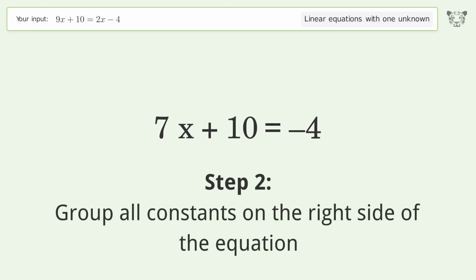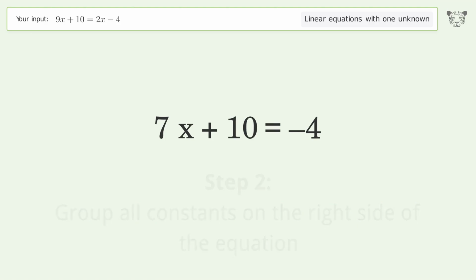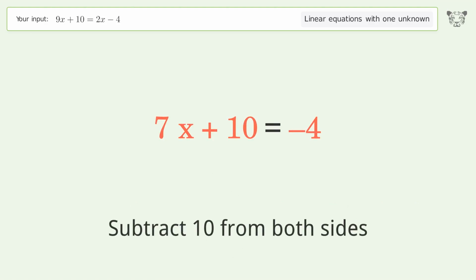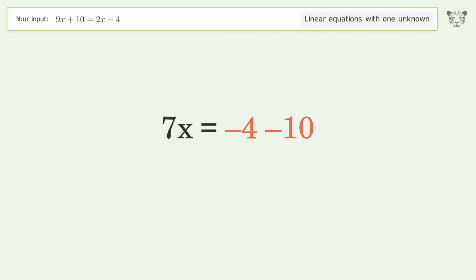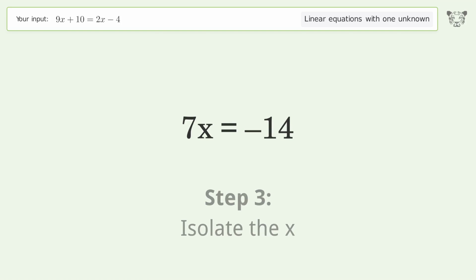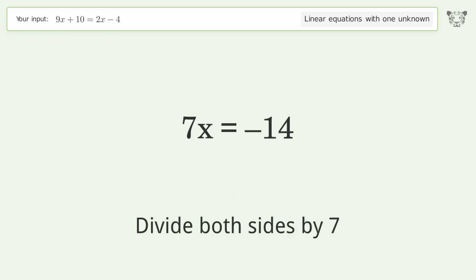Group all constants on the right side of the equation. Subtract 10 from both sides. Simplify the arithmetic. Isolate the x. Divide both sides by 7.